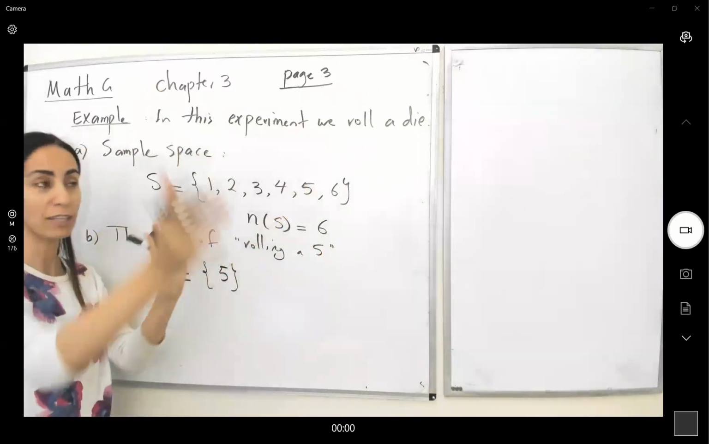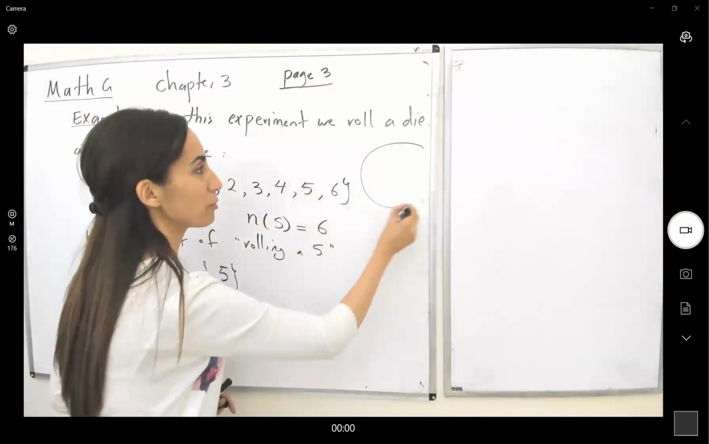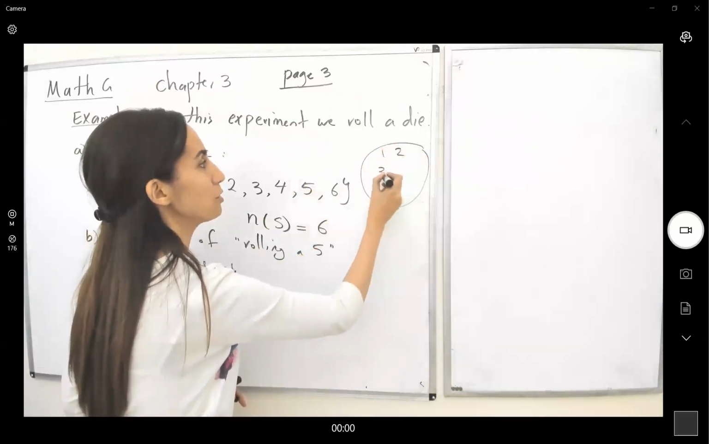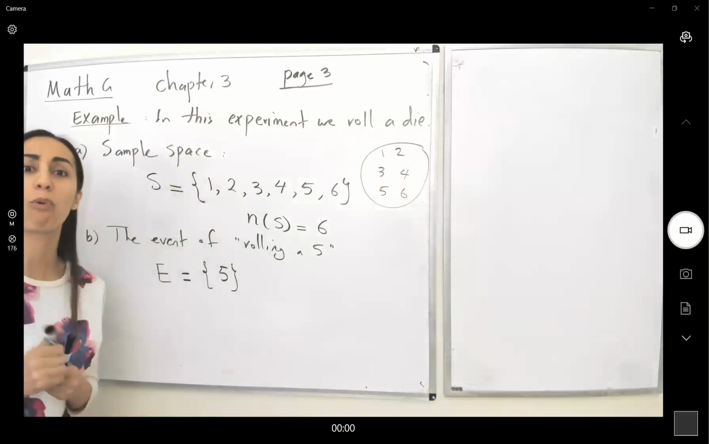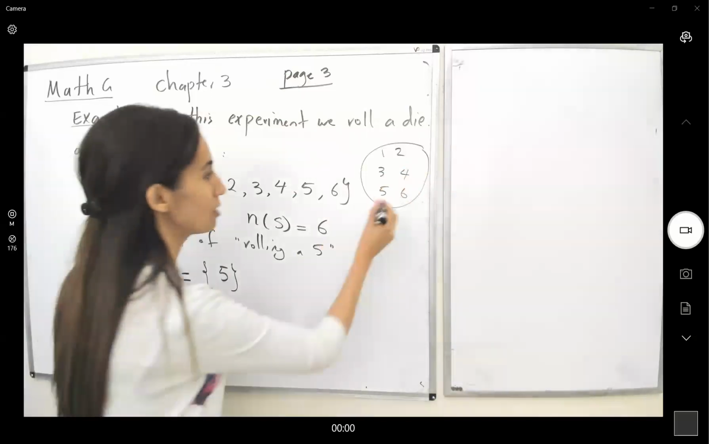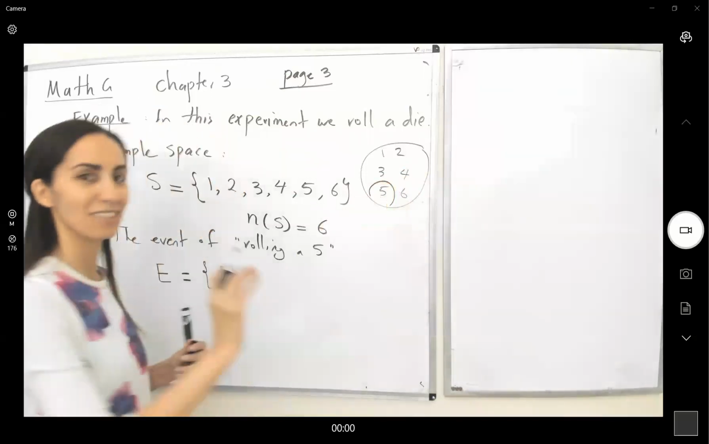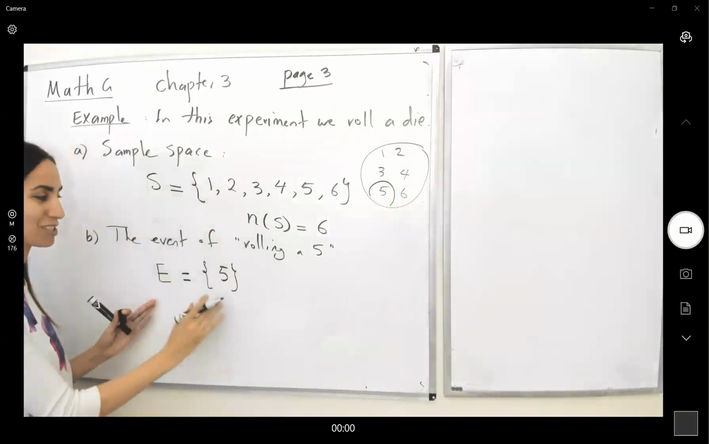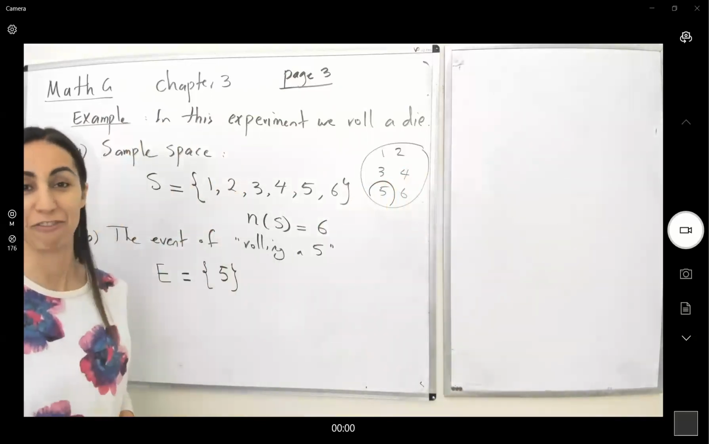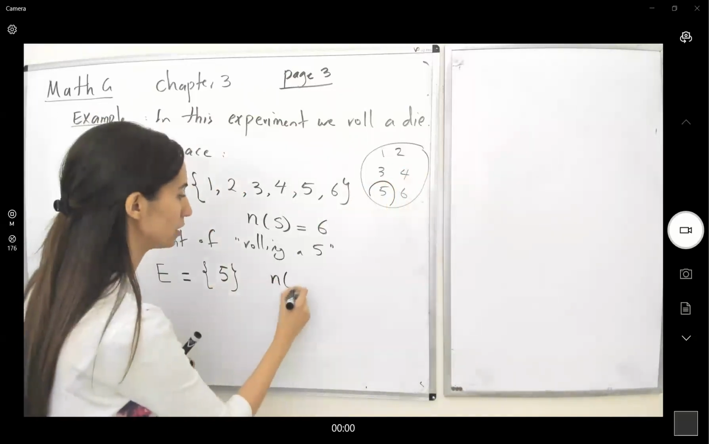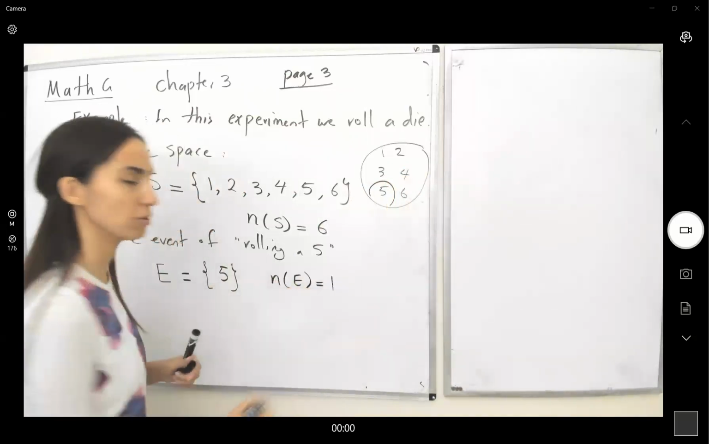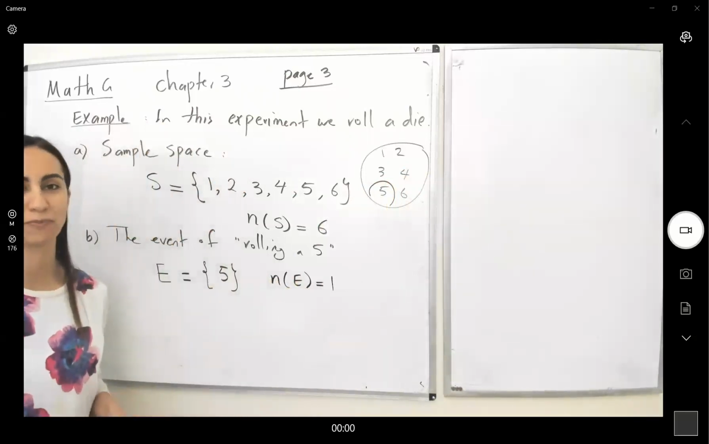If we take a look at the Venn diagram of this sample space, now 1, 2, 3, 4, 5, and 6. We just take a small portion of this sample space, which is here, and we're forming a subset, which is the definition of our event. What's the cardinality of this set? N of E is equal to actually just 1.